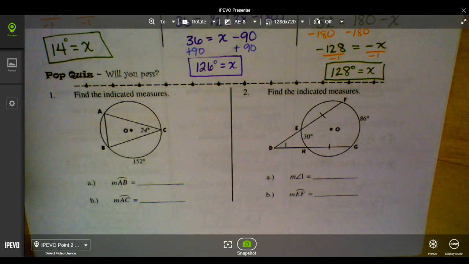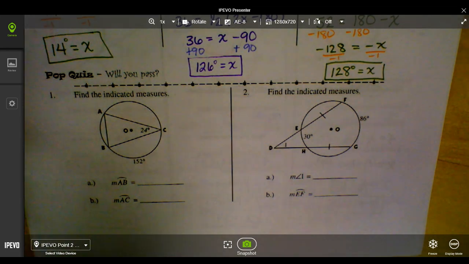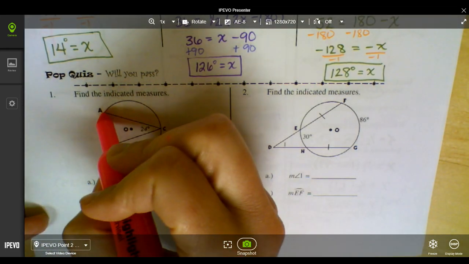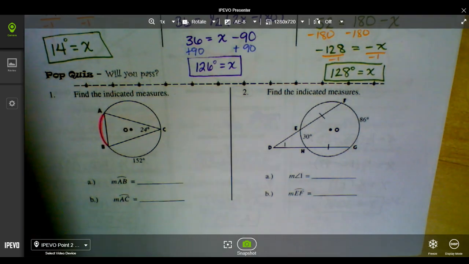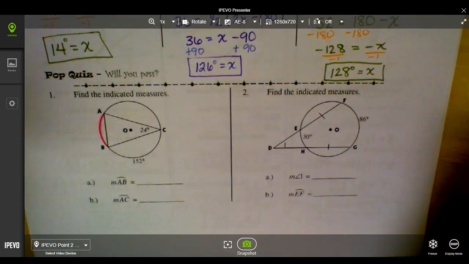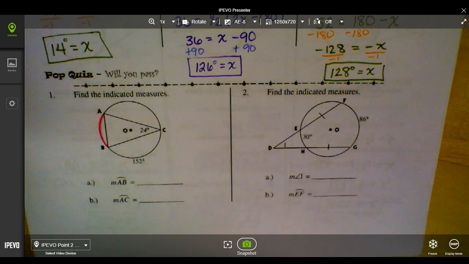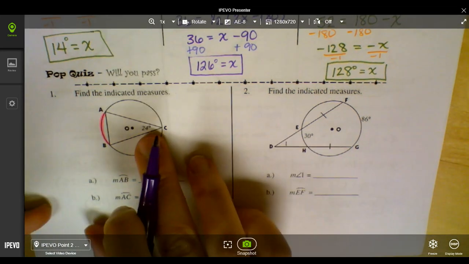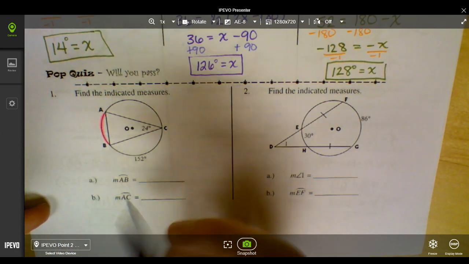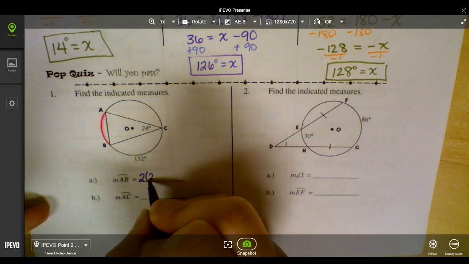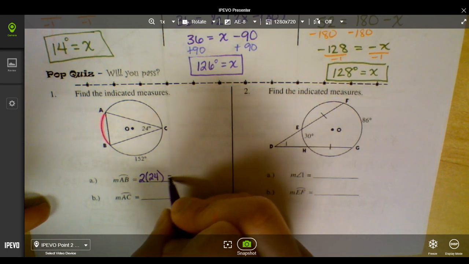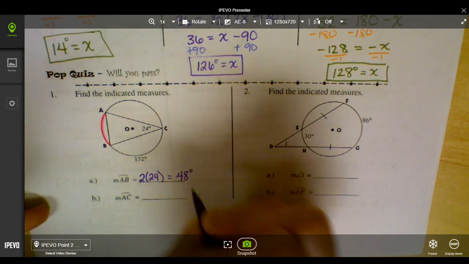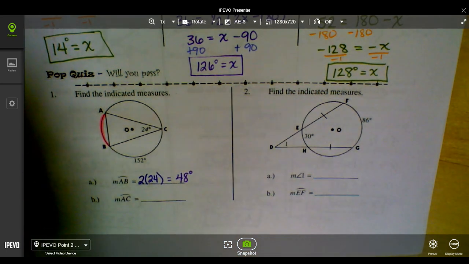Let's look at the first one. The measure of arc AB is this guy over here. Notice this is something that we did on the last one, 11.4. This is an inscribed angle. So we should know that our inscribed angles are always half of the arc. If I'm given the angle, that means I have to multiply it by 2 to get the arc. So my arc is going to be 48 degrees for this one.